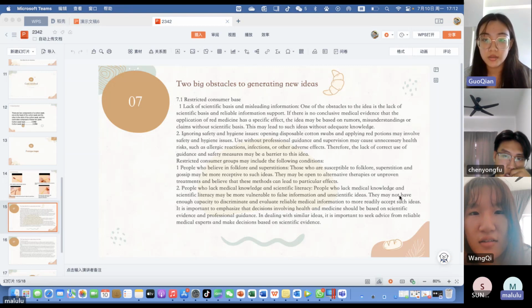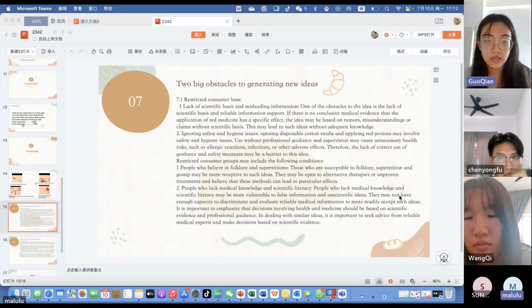If there is no conclusive medical evidence that the application of the medicine has a specific effect, the idea may be based on rumors, misunderstandings, or claims without scientific basis. This may lead to using such an idea without adequate knowledge.